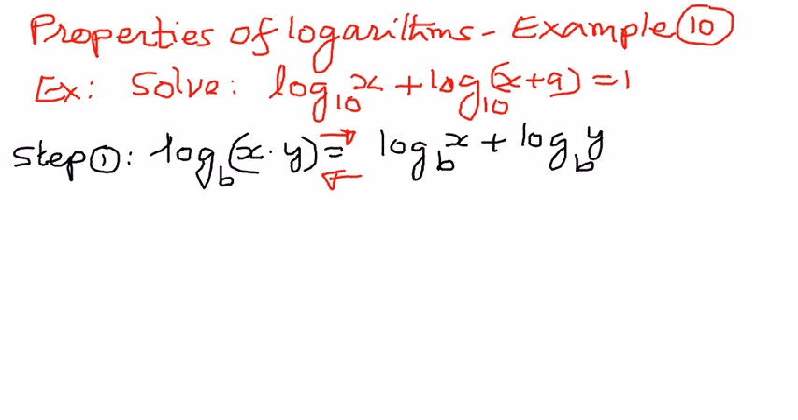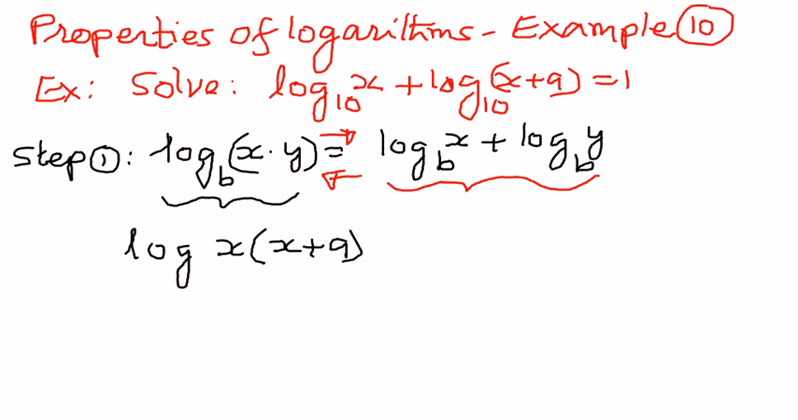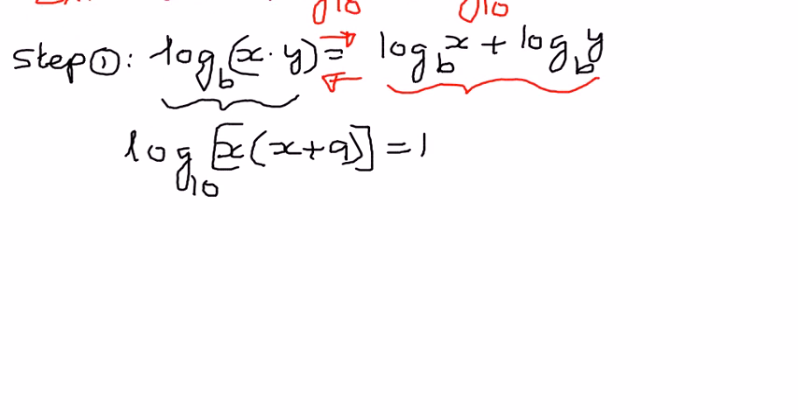So therefore, since we have the given expression as this type, we can shrink it to this form on the left hand side. So I'm going to write this given expression log x to the base 10 plus log x plus 9 to the base 10 equals 1 as this type now. So therefore I can write it as log x times x plus 9, this whole thing to the base 10 is equal to 1. Okay, that is our first step.